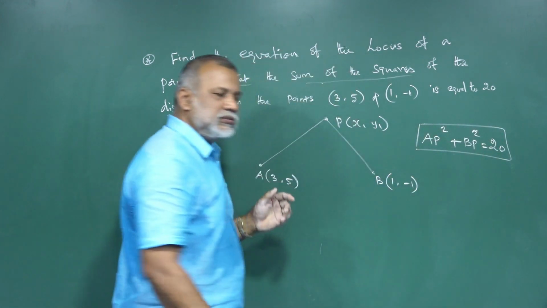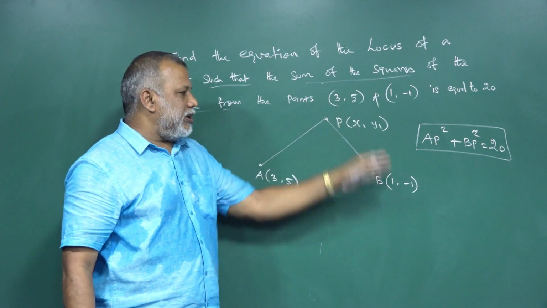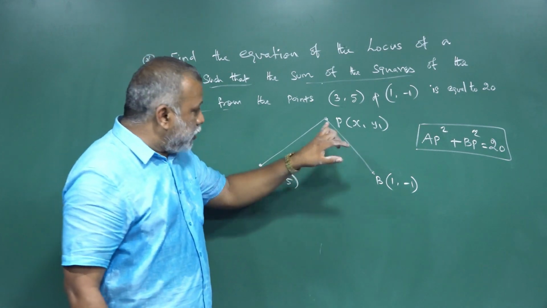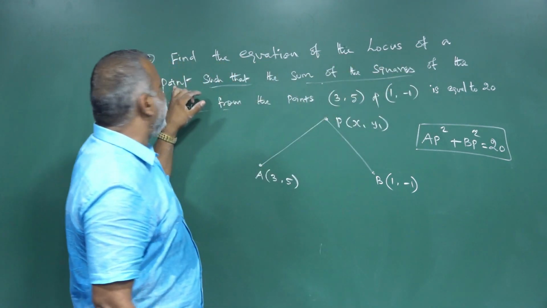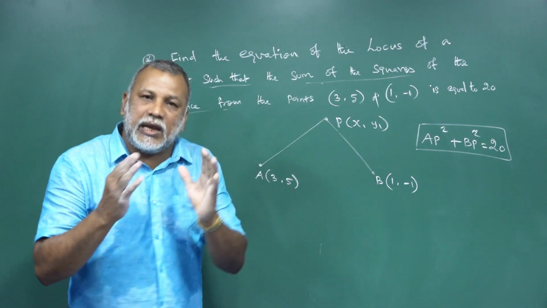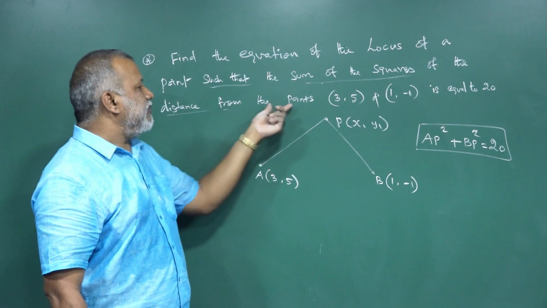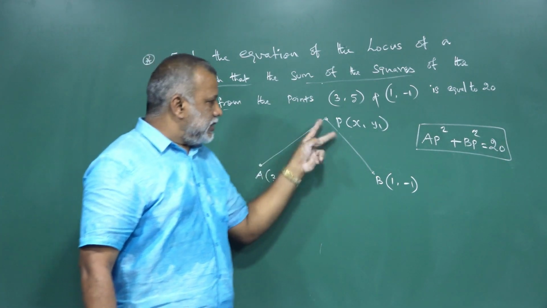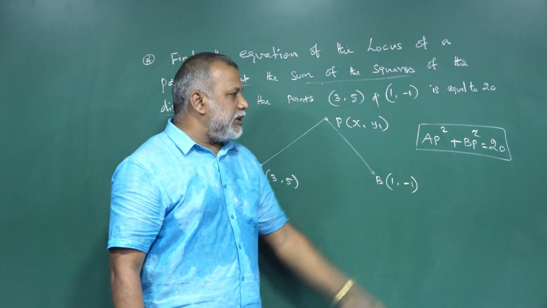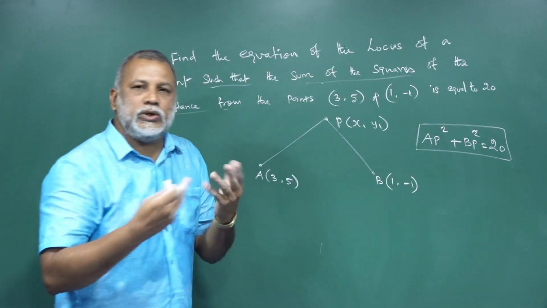From the rough diagram, derive the condition. A (3, 5) is given. B (1, -1) is also given. We are selecting P of (x1, y1), any point. We have to find the equation of the locus of a point. This is the required point. We have to find the locus of this point with the help of a condition. What is the condition? The sum of the squares of the distances from the points. It has some distance, and it has some distance. Then we have to square, and after that add. Addition means summation. So AP squared plus BP squared equals 20. This is the condition, so from this condition we are going to develop.